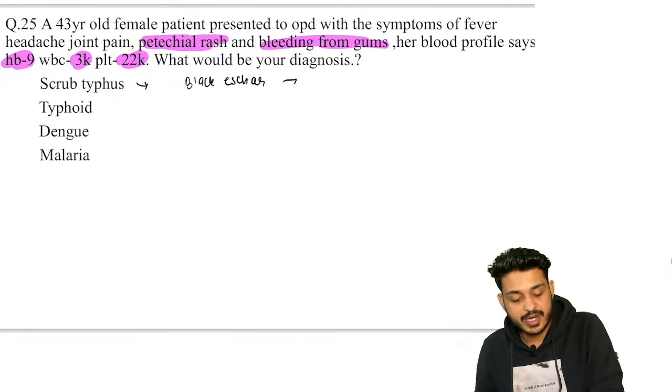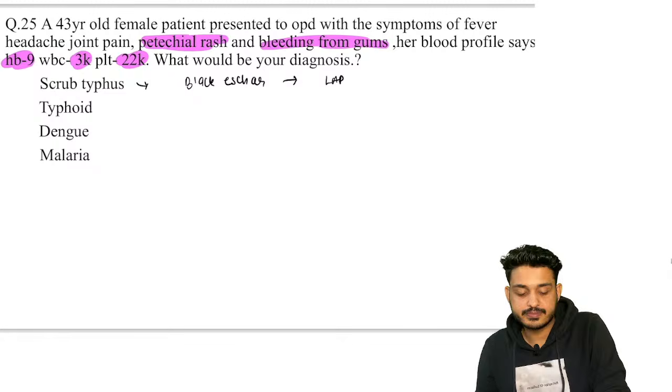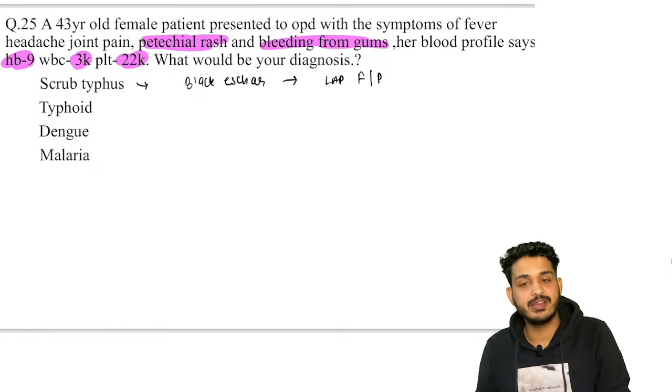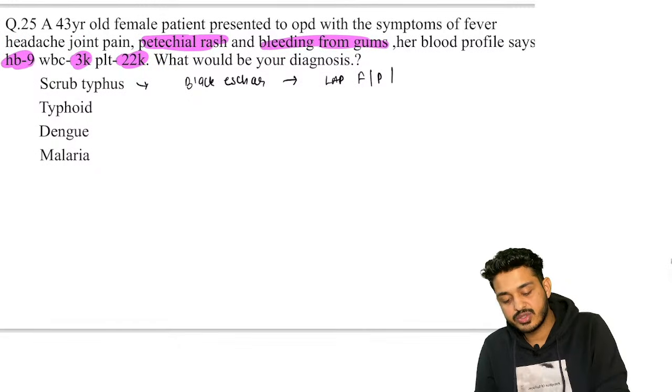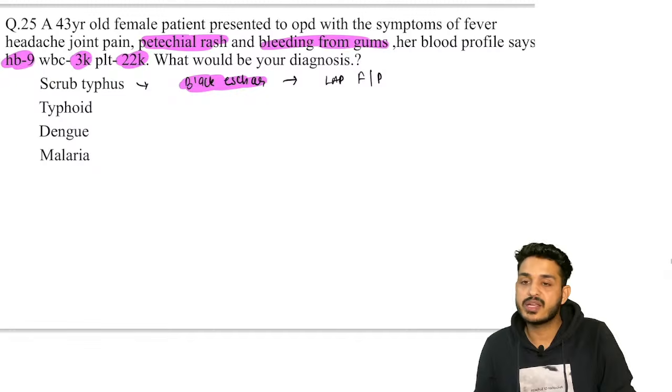Remember, all the rickettsial infections will be having what? Fever, pain, lymphadenopathy, right? All the symptoms are going to be similar. Here you will be finding one more extra thing at the site. You can have what? Black scar.